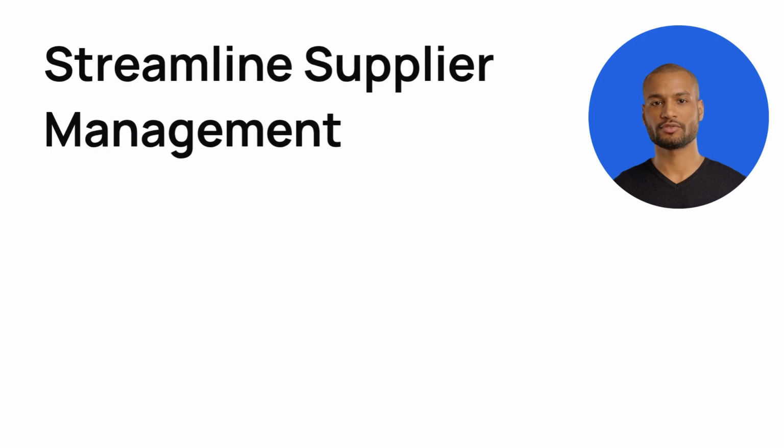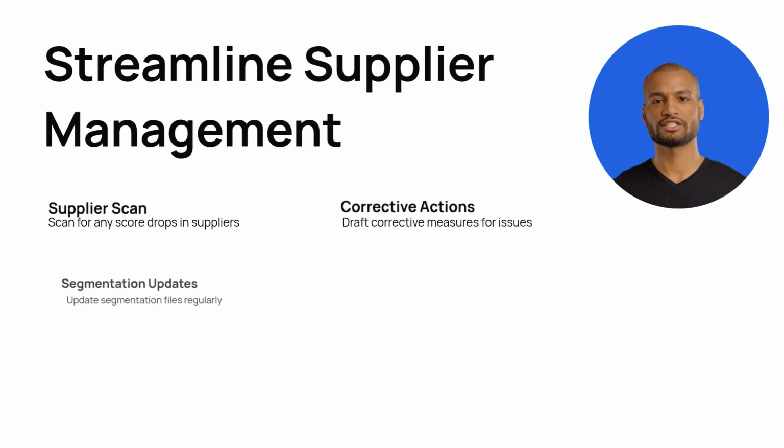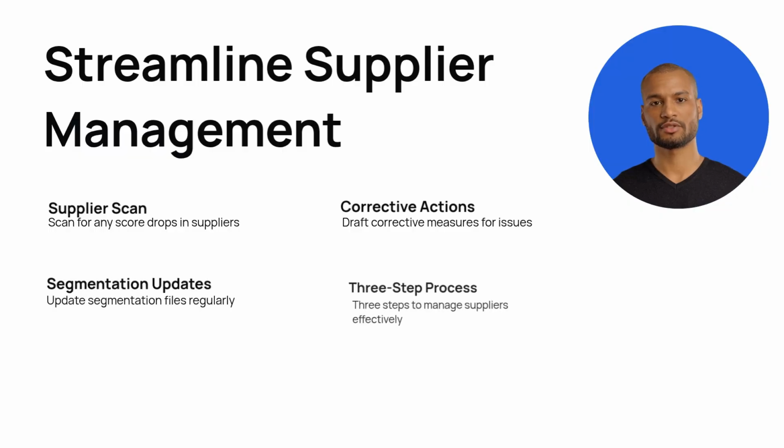The lesson consists of 3 key steps. First, scan suppliers for score drops. Second, draft corrective actions. Third, update segmentation files. These steps streamline supplier management.